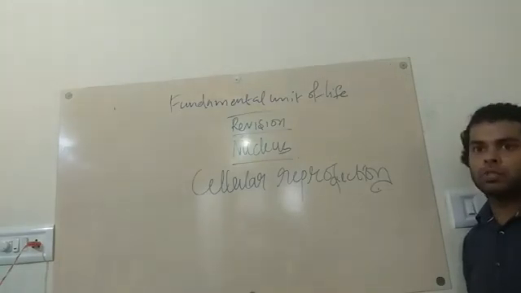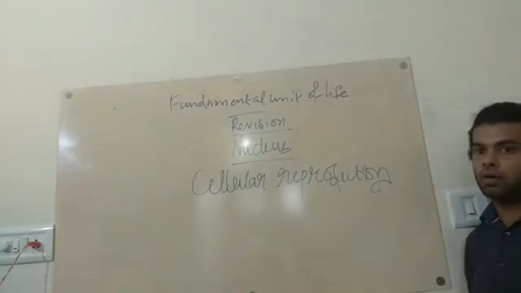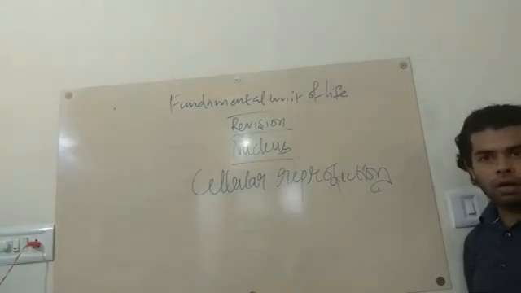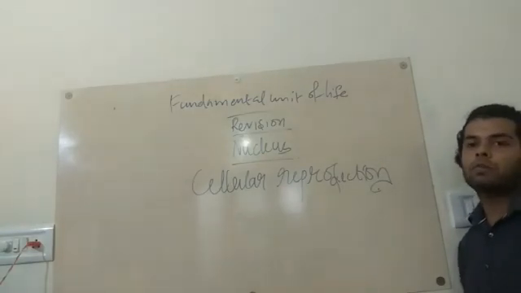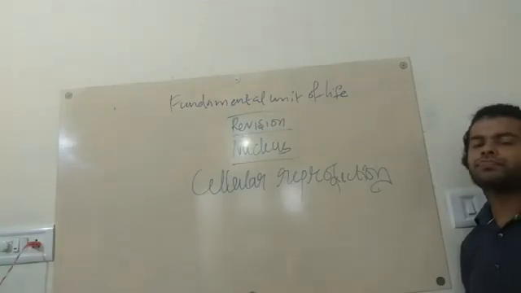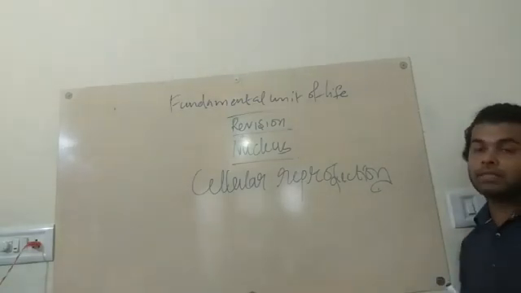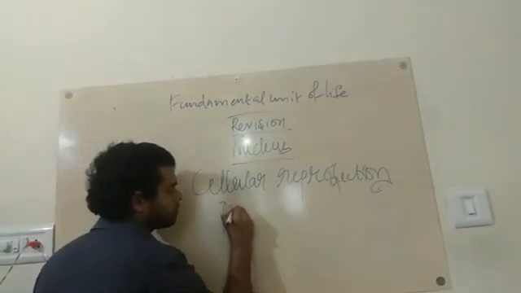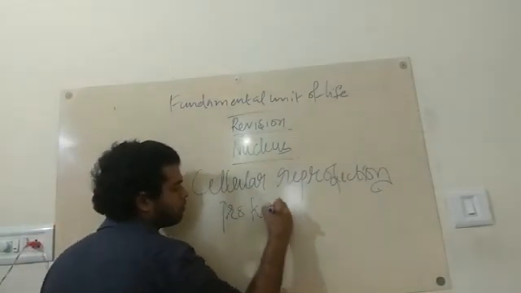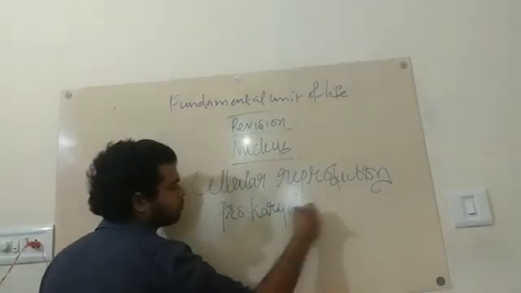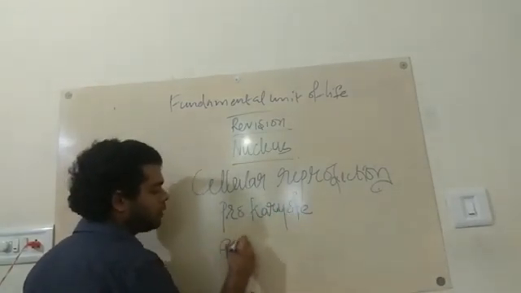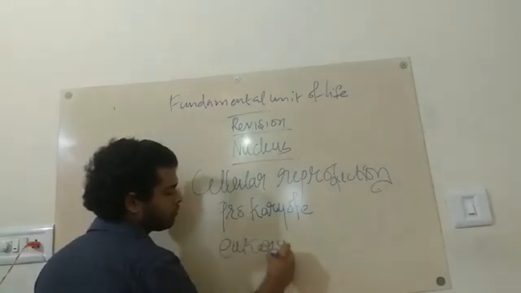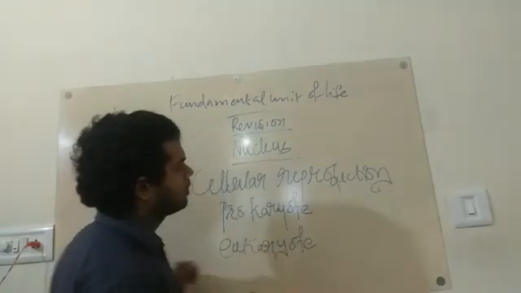Such organisms whose cells lack a nuclear membrane are called prokaryotes. Pro means primitive or primary, and karyote means karyon, meaning nucleus. Organisms with cells having a nuclear membrane are called eukaryotes. So what does not contain a nuclear membrane is known as prokaryote, and what has one is known as eukaryote.